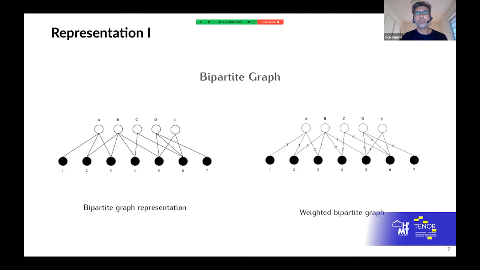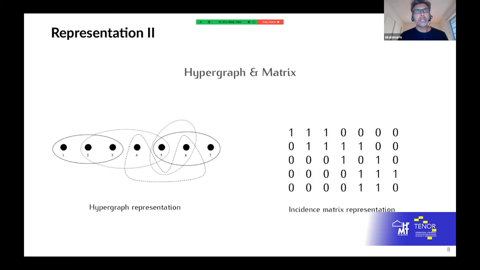Else, we can represent an affiliation network as a hypergraph on the left-hand side of the slide, or we can do without the graphical representation altogether using an incidence matrix, where rows are the events and columns are the actors, and their affiliation to any given event is expressed as a binary value.